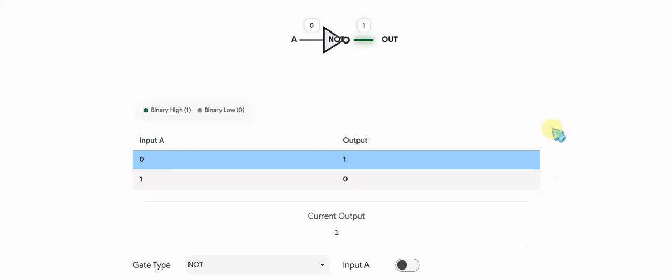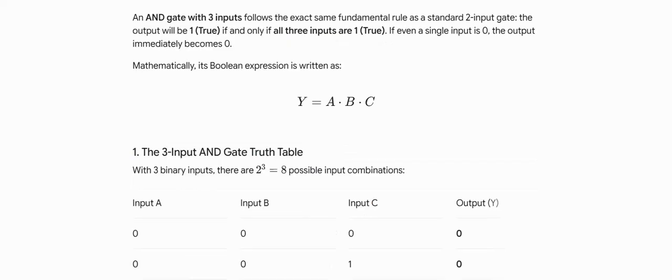And one more suggestion is there, you try to take multiple inputs. Multiple inputs means if there is input A, input B and input C, more inputs, just imagine like 3 inputs. Let's extend it, for example, especially the AND gate. If you take 3 inputs, then you have to follow the same fundamental rule as you tried with the standard 2 input gate. And this is the way how we evaluate.